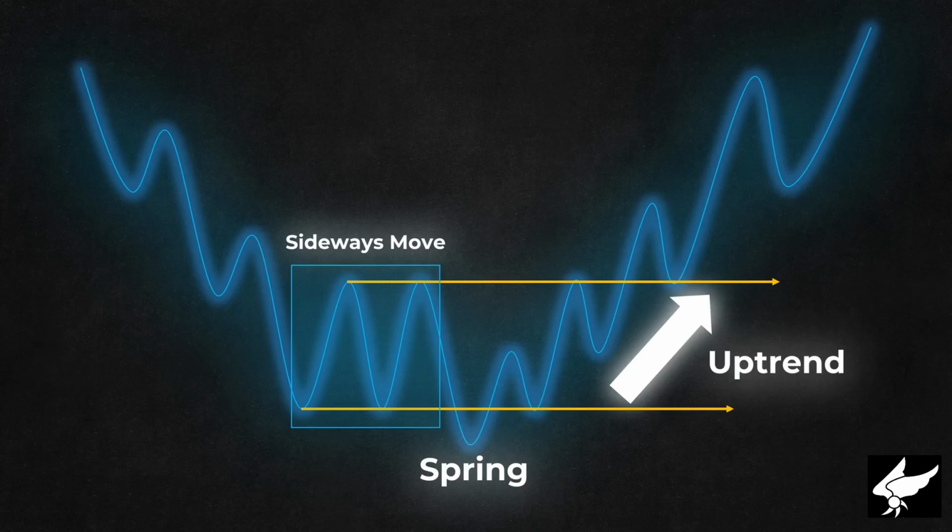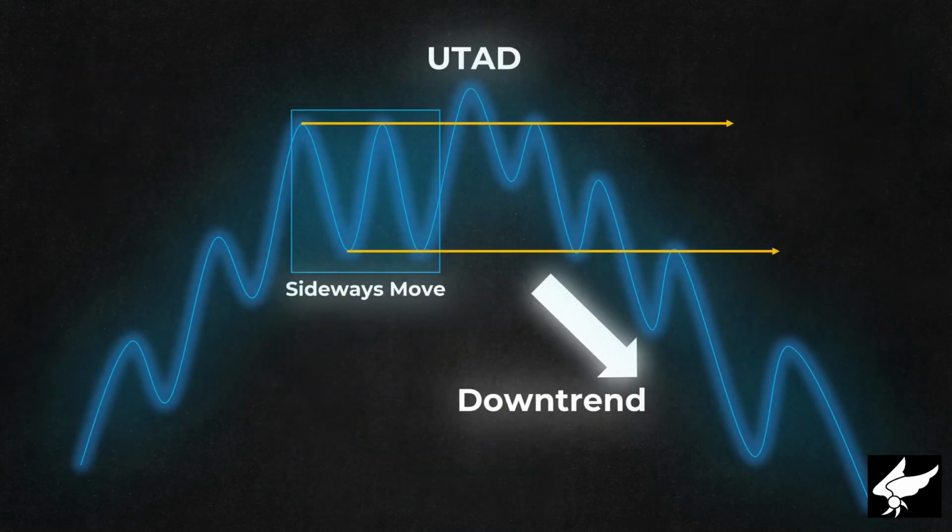From this point, an uptrend begins. Notice that under the Wyckoff method, the large traders, which are also called well-informed traders, are always one step ahead of the retail traders, which are also called uninformed traders. In the upthrust after distribution pattern, we have the exact same paradigm, but upside down.